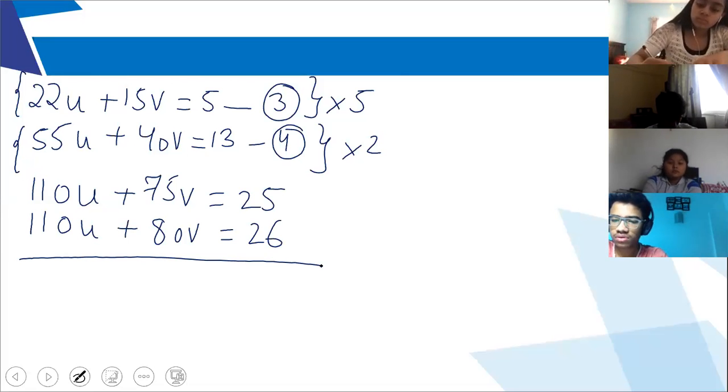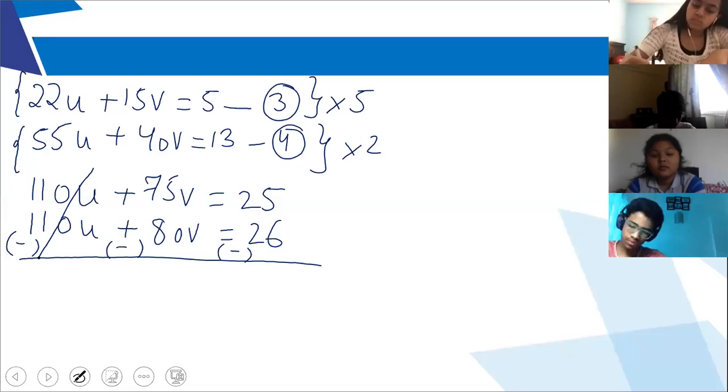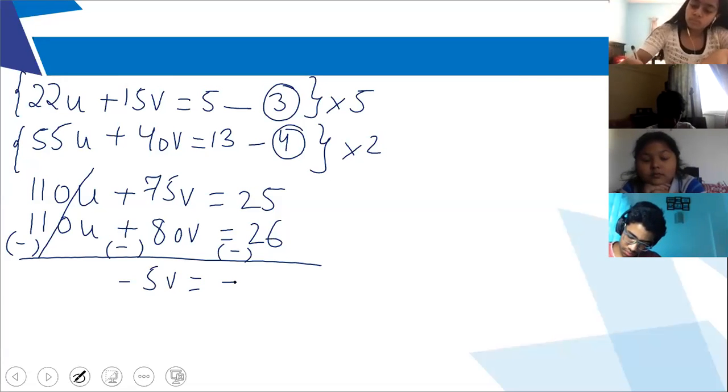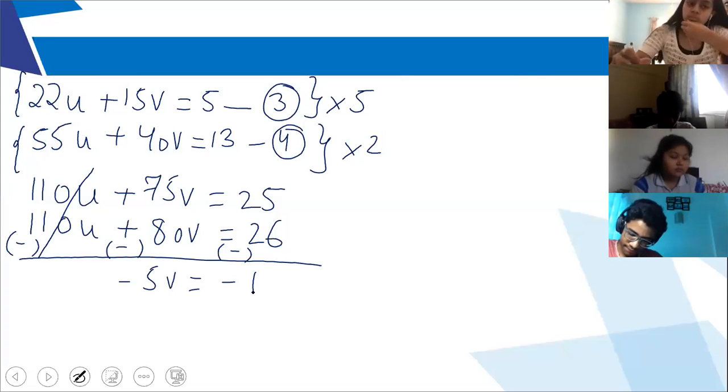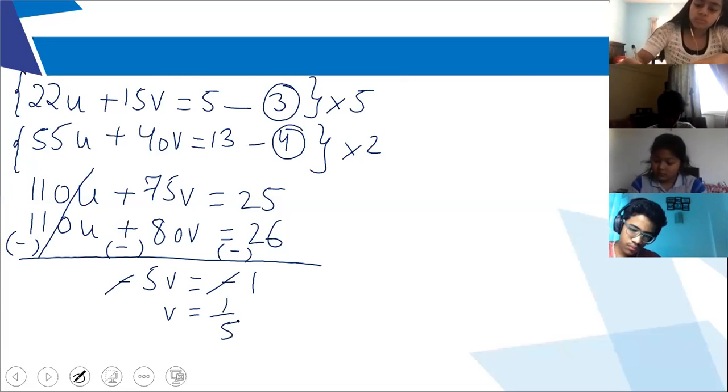Change the sign. Show it separately. So this cancels. This is minus 5v is equal to minus 1. So v is equal to minus minus will cancel. v is equal to 1 upon 5. We got the value of v. Let's find out the value of u.